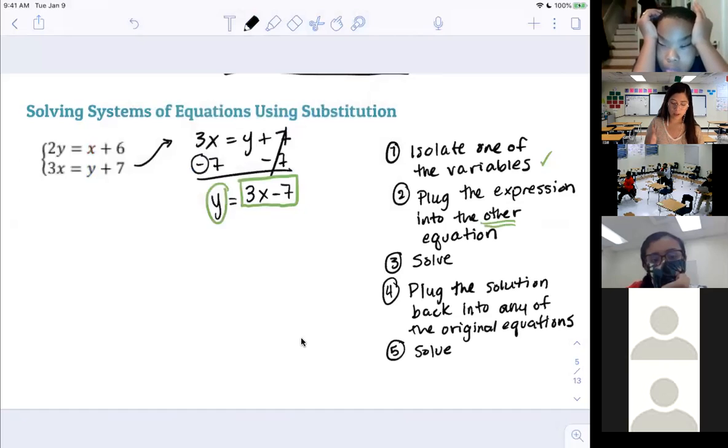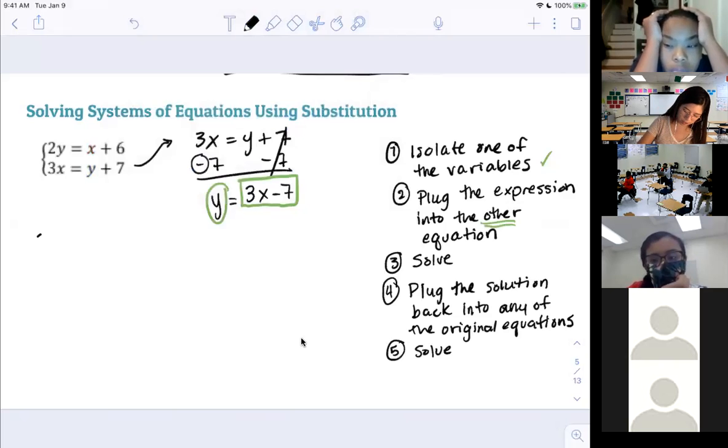Okay. In order to solve an equation, there can only be one variable. But how many variables do I have right now? I have two. I have x's and y's. So the reason I'm going to plug this into the top equation, watch what happens. I'm going to plug it in for y.